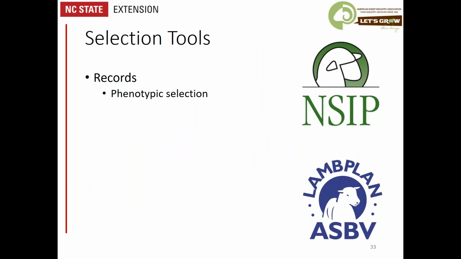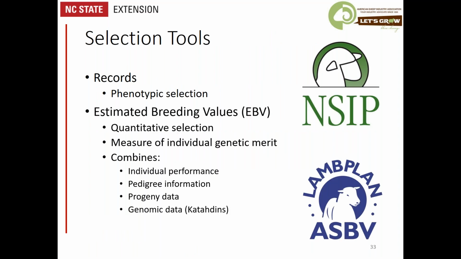So we have those records, we have the phenotypic selection, but then we also have what we call estimated breeding values, which I think many of you probably are familiar with or have heard before. And these estimated breeding values are an opportunity for quantitative selection, and they allow us to measure individual genetic merits. So the actual genetic merit of the individuals rather than just the phenotype. And these estimated breeding values combine individual performance with pedigree information. How well did mom and dad do? What are the genetics of mom and dad? Any progeny records that might be available once that animal starts producing progeny.